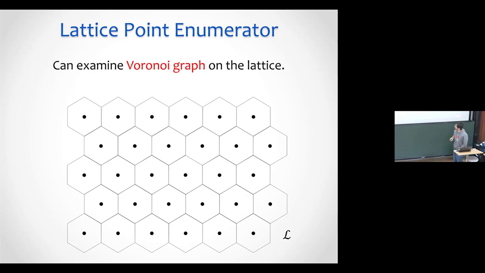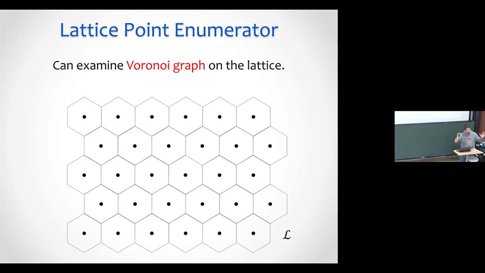So what can you do? The first thing we do is look at this tiling of space, which is induced by what are called Voronoi cells. And what are the Voronoi cells? These are just all of the points, so this cell, or maybe this cell, that are closer to this lattice point than to any other. And this is a beautiful object.